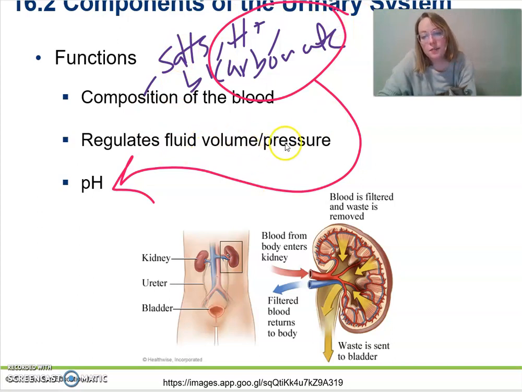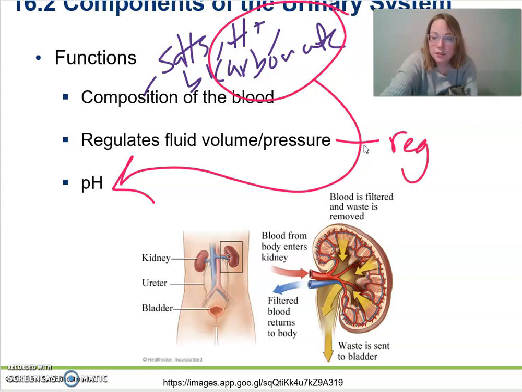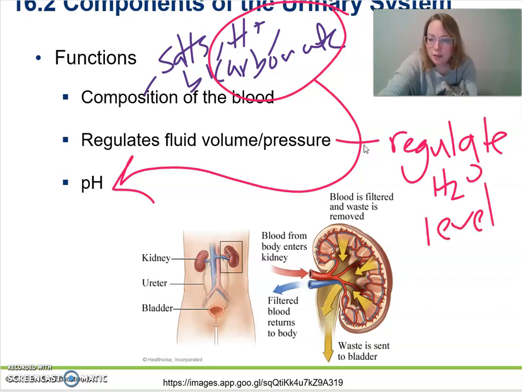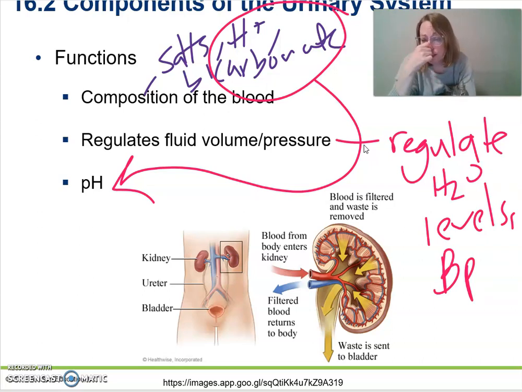Okay, so it regulates fluid volume and pressure. So if we have a high blood pressure, we'll get rid of more fluid, decrease the fluid volume, and we'll also then decrease our blood pressure. Right? So long-term blood pressure changes will be made here. Short-term, we can vasodilate, we can vasoconstrict. Long-term, kidneys control volumes of fluid. Right? Regulate H2O levels. And we've looked previously a little bit at hormones that do so, but we'll see them again briefly as well today.